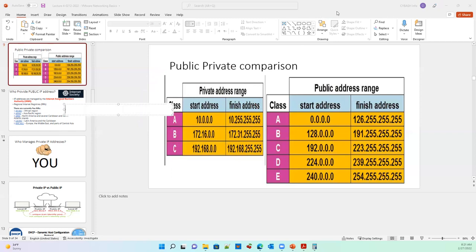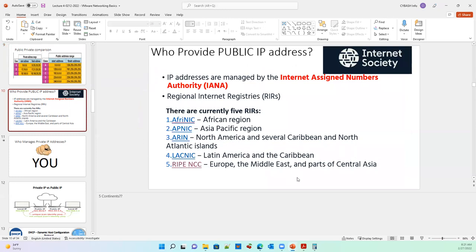For Turkey, it's the RIPE NCC registry. Every telecommunication company or internet service company that wants to use public IP addresses has to register with this organization. They ask how many IPs you want. Say I have 10,000 customers, I need at least about 12,000 IP addresses. They say okay, I give you 15,000 IP addresses, starting from this number, and only that company uses that range.